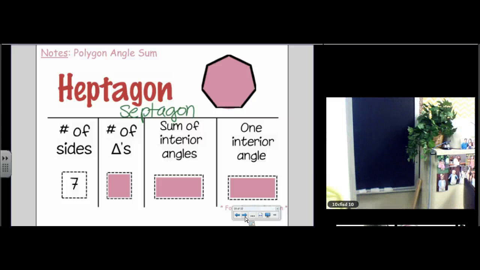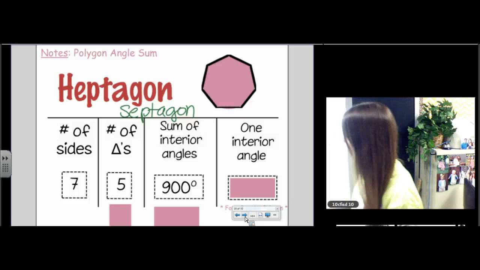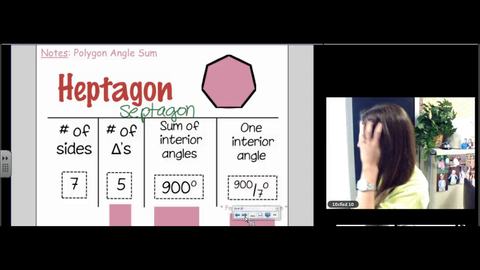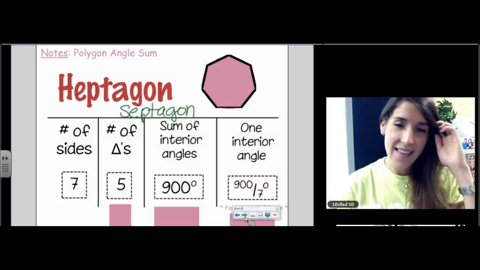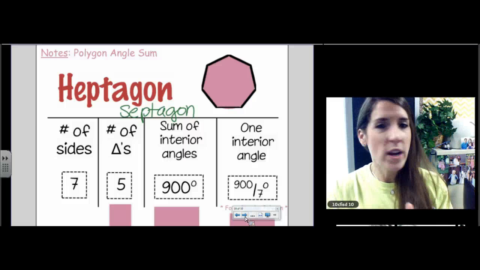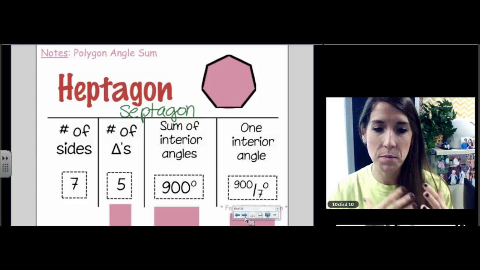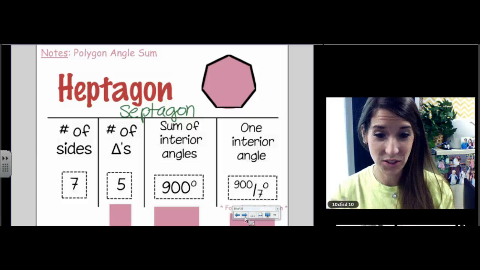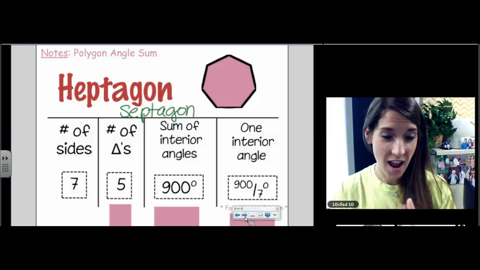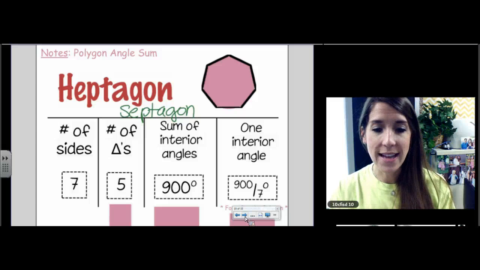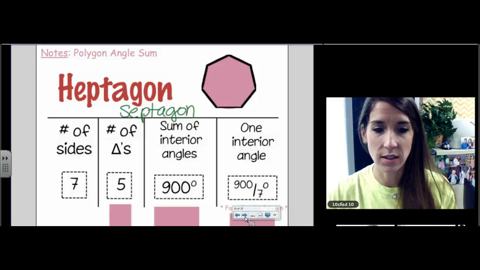7 minus 2, it's going to have 5 triangles. The sum of the interior angles is going to be 900 degrees. And then one interior angle, we don't write decimals, we write fractions. One interior angle would be 900 over 7 degrees. I know it's weird.